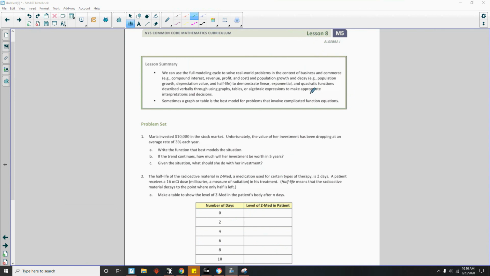Okay, page 4 brings us to the end of the lesson. Review the lesson summary and go to your problem set.